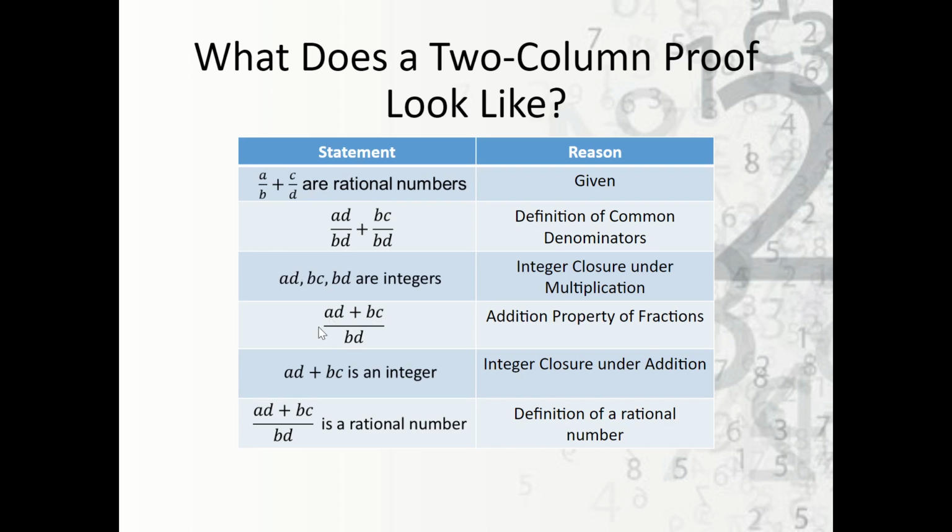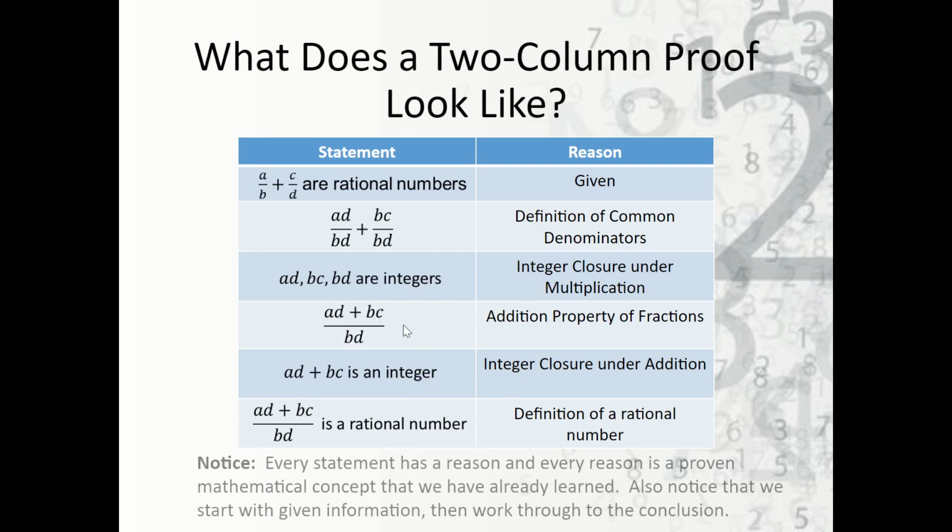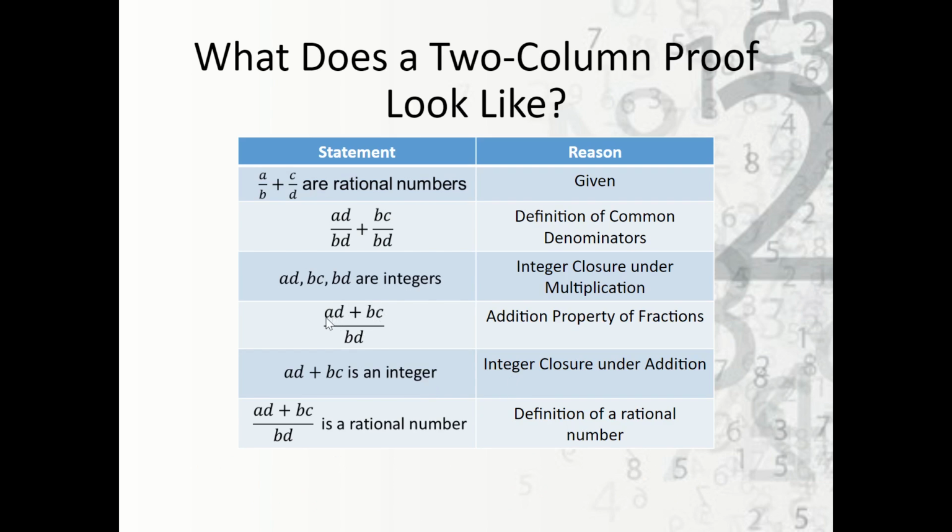Then we can go ahead and group these. We leave the denominator as BD, and then we add AD plus BC. And that's just the addition property of fractions. We know that when we do this, we just add those two numerators together and leave the denominator as it is. Now we know that AD plus BC is an integer. This plus this will be an integer. And we know that because we know that this number and this number will be an integer because of the addition property of fractions.